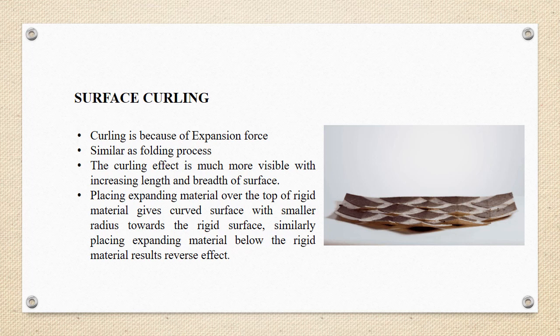Here we can see in the diagram, placing expanding material over the top of rigid material gives a curved surface with similar radius toward the rigid surface. Similarly, placing expanding material below the rigid material results in the reverse effect. As we can see in the figure, there are two layers, upper layer and lower layer. Because of that, we can show surface curling.